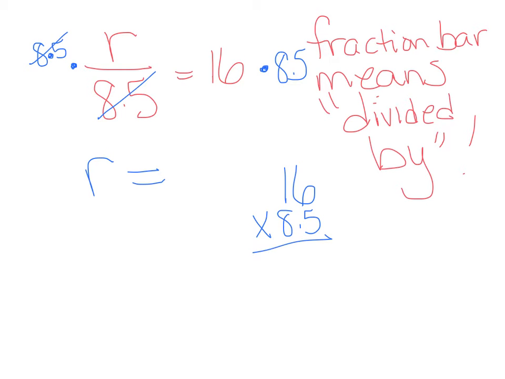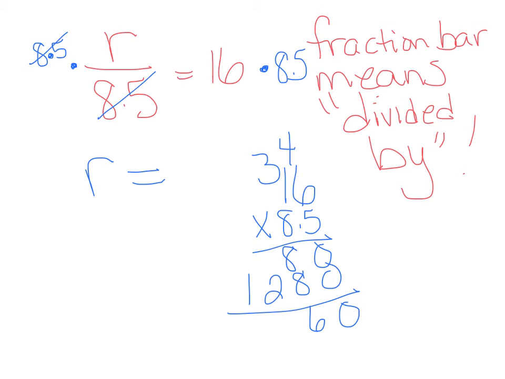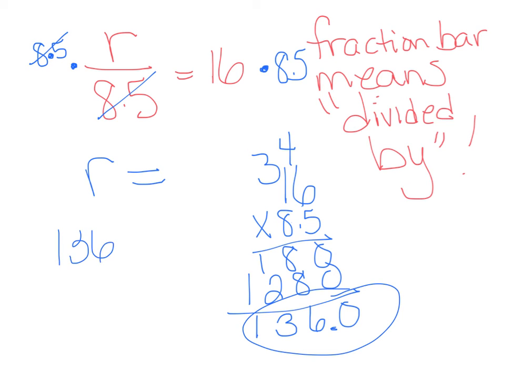Okay, 5 times 6 is 30. 5 times 1 is 5, plus 3 is 8. Placeholder. 8 times 6 is 48. 8 times 1 is 8, plus 4 is 12. And we have 0. 8 plus 8 is 16. 3, 1, and then hopefully you remember there's one place after the decimal, so that means we need to bump our decimal over 1 here, and our final answer is 136. We should plug that in to make sure that it is correct.